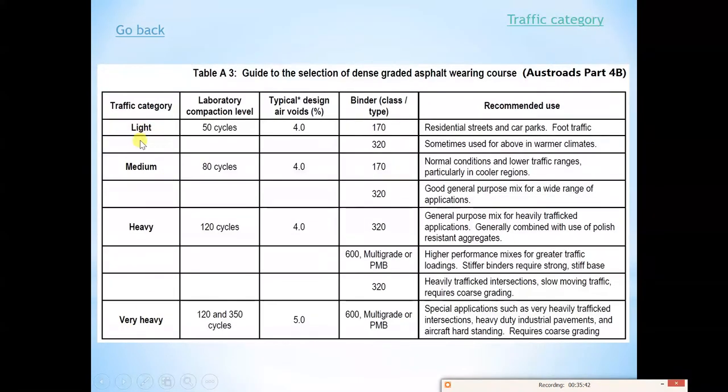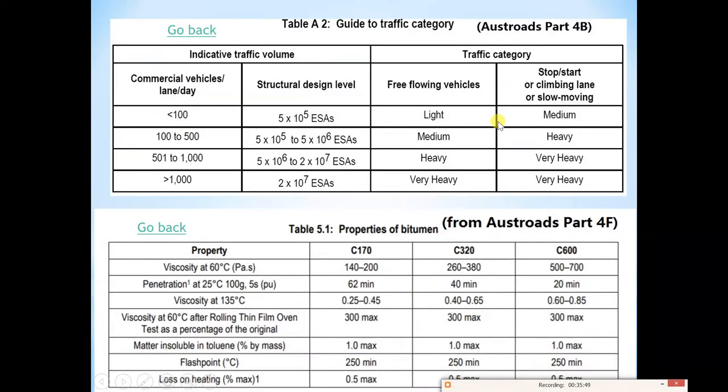So what do we mean by the traffic category light, medium, heavy, or very heavy? There are two traffic categories: if it's free flowing, or if it is stop-start, climbing lanes, or slow moving. The traffic volume, commercial vehicles per lane per day, corresponds to these two traffic categories, either free flowing or the second one, stop-start, climbing lane, or slow moving.